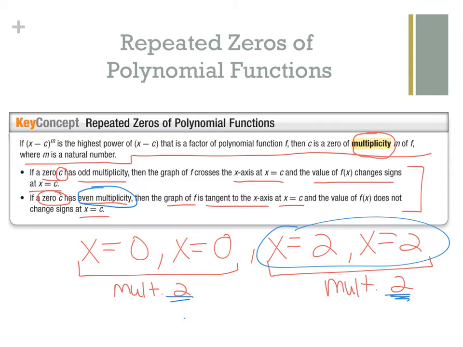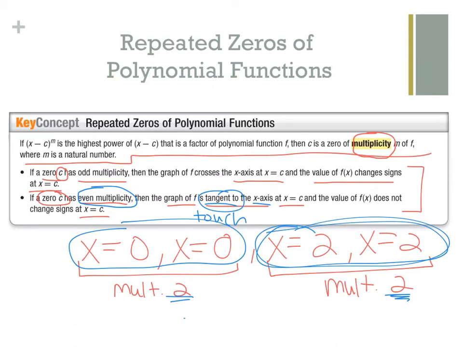So, what we can see at this graph of this polynomial, if we were to graph that polynomial from the previous example, we would see that that graph is tangent to the x-axis. The word tangent means to touch. So the graph actually only touches the x-axis at both x equals 0 and x equals 2, rather than crossing through the x-axis.